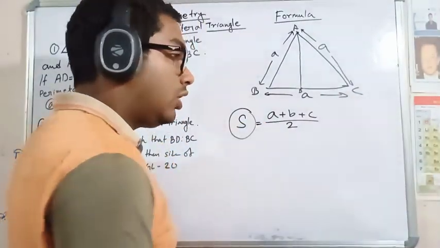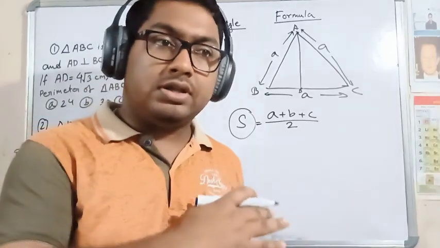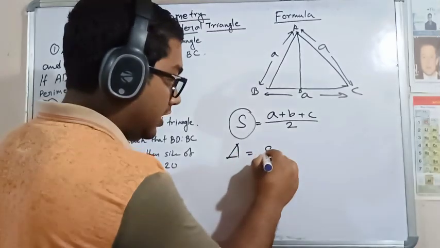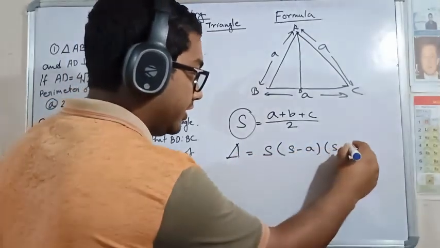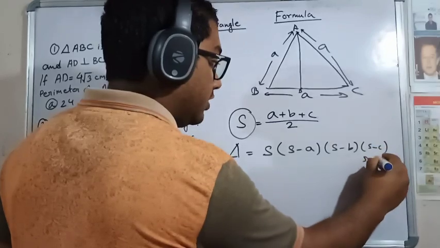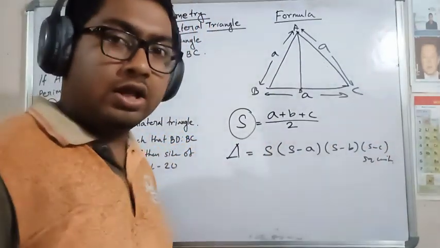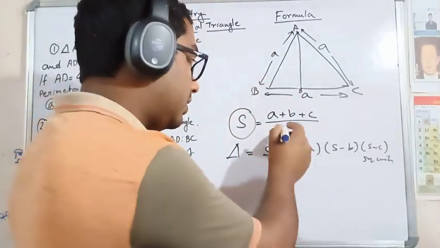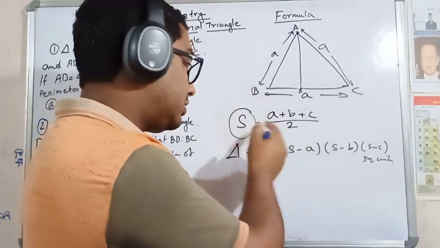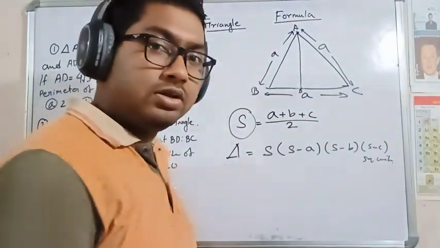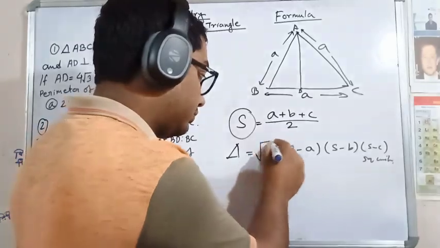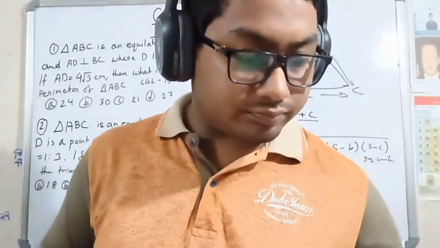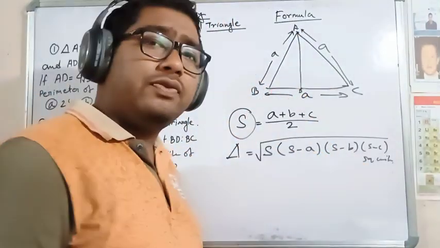Okay. So the general formula for finding the area of a triangle is root over S into (S minus a) into (S minus b) into (S minus c) square units. This is the general formula for finding the area of any triangle. Okay, you must remember to find the perimeter and the semi perimeter, and then use this formula.